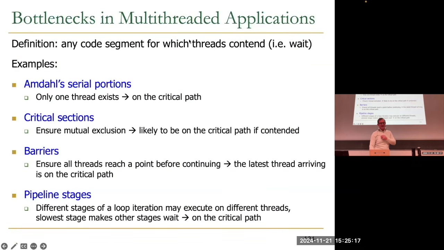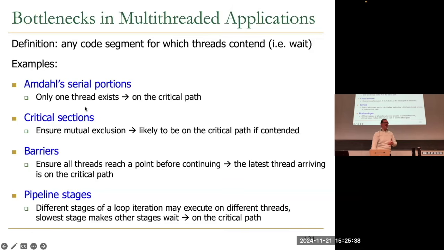I've already said a lot of these. Essentially, any code segment for which thread contention could be described as a bottleneck in a multi-threaded scenario. In a single-threaded scenario, this is actually broader, right? Because there's no thread contention, now you need to talk about critical paths, etc. Basically, any code segment that makes some thread wait is identified as a potential bottleneck.